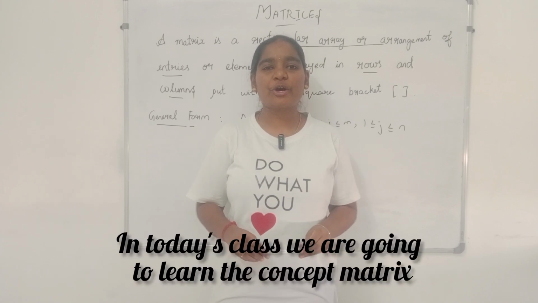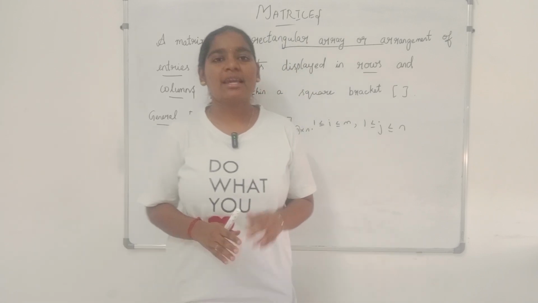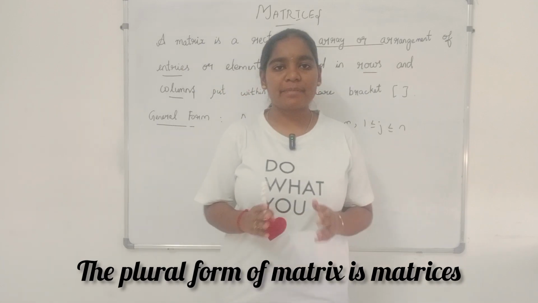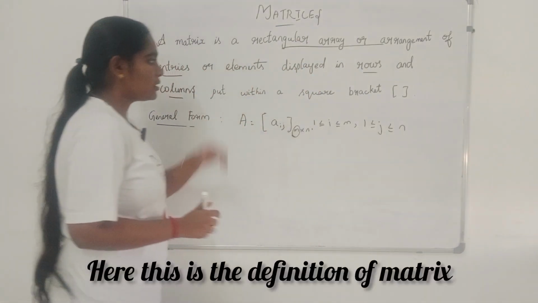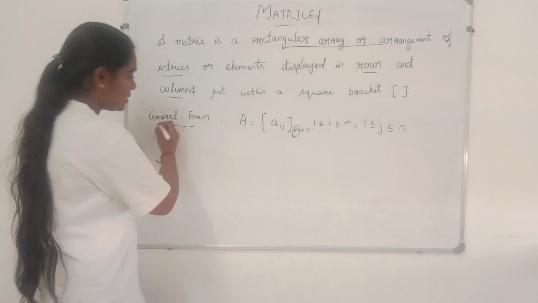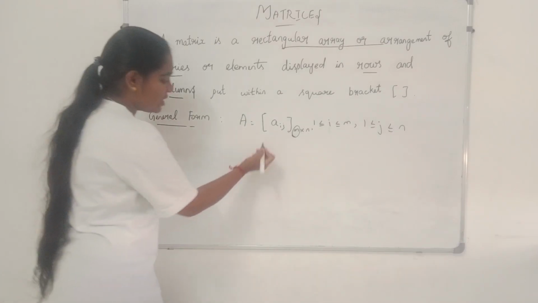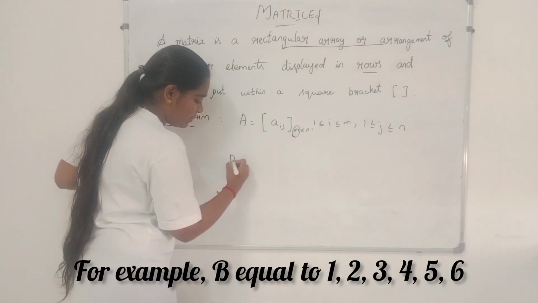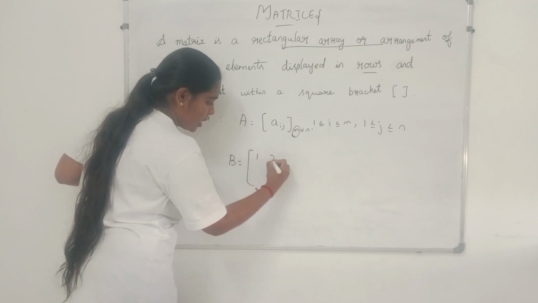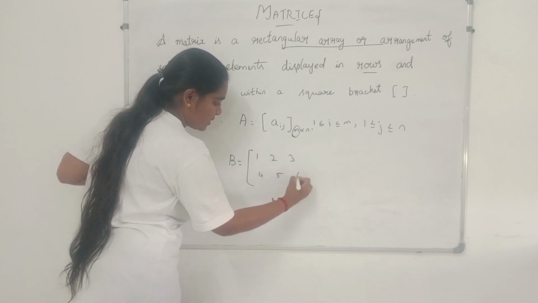In today's class, we are going to learn the concept matrix. The plural form of matrix is matrices. Here, this is the definition of matrix and this is the general form of matrix. First, we can see an example. For example, B equal to 1, 2, 3, 4, 5, 6.